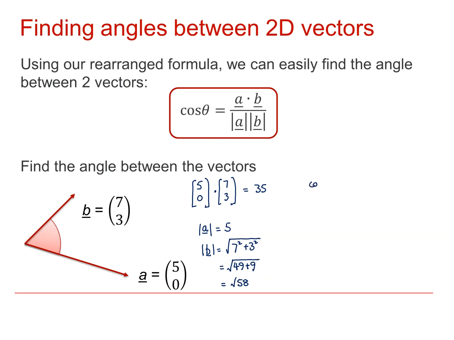Using our rearranged formula, we have that cos theta is equal to A dot B, which we worked out to be 35, over the magnitude of A, which is 5, times the magnitude of B, which is root 58. This comes out to be 0.9191. And therefore theta, the angle between the two vectors, is equal to 23.2 degrees.